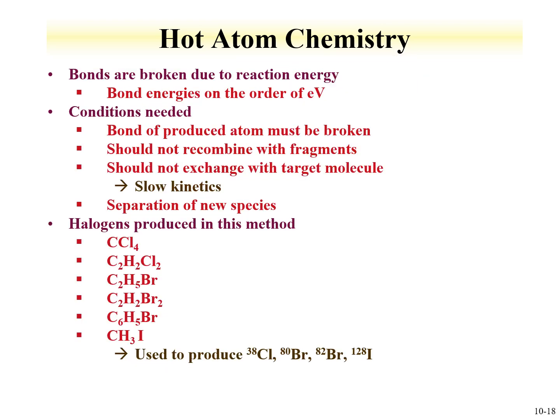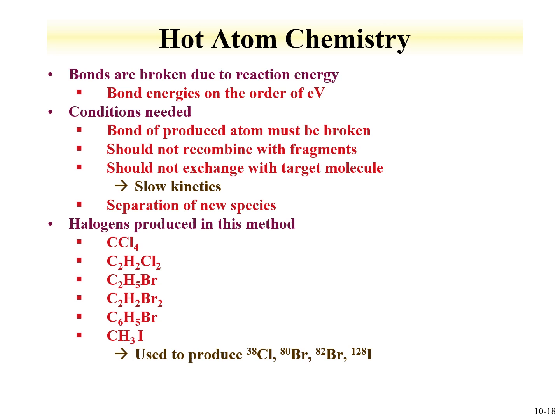The mechanism that occurs in hot atom chemistry is that chemical bonds are broken due to the reaction energy. Certain conditions need to be met. Only the bonds of the produced atom must be broken. In the case that we discussed earlier with the iodine, if the bonds broke both the inactive and active iodine, the separation wouldn't be very useful.